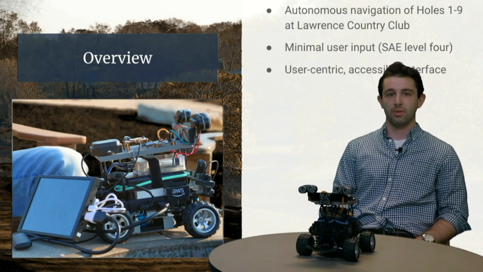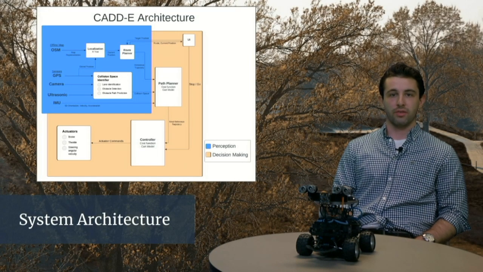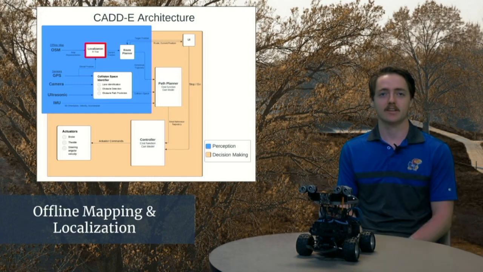Since we have a user-facing product, we designed a user-centric, accessible interface where our users can interact with the golf cart and tell it where to navigate. We'll run you through the architecture of CADD-E so that you can get a broad overview of how it works. So we'll start by explaining the offline mapping and localization modules.